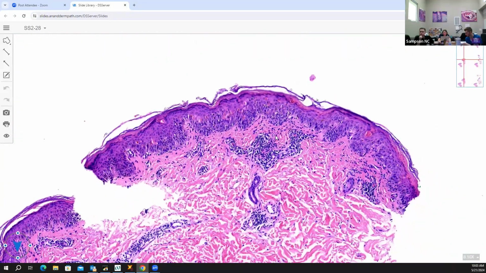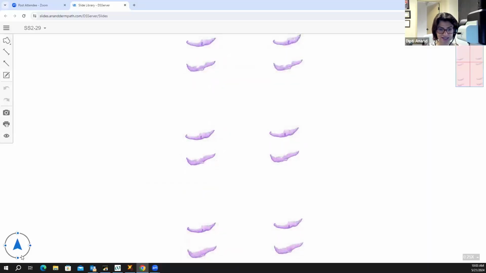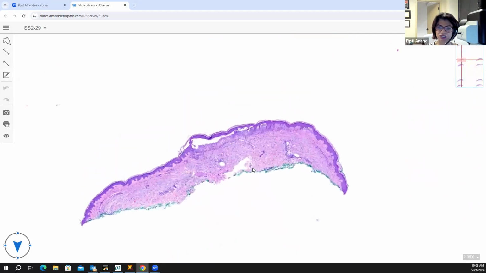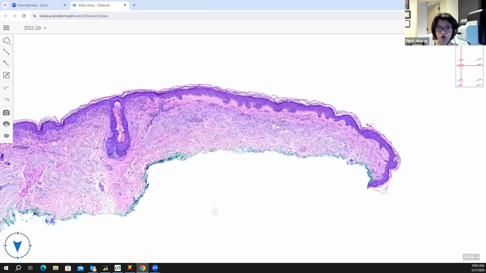Nice. These are all classic findings for this entity. The 29th slide. This is a little different. Which category of disease is this? This is not interface, obviously.